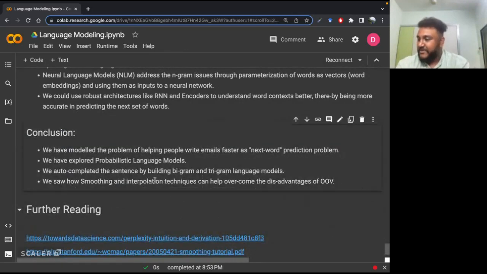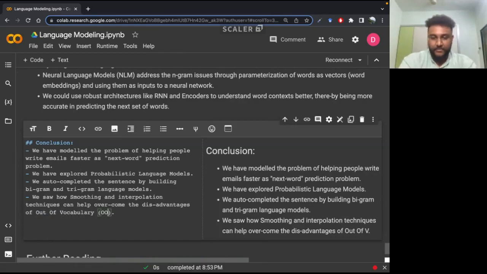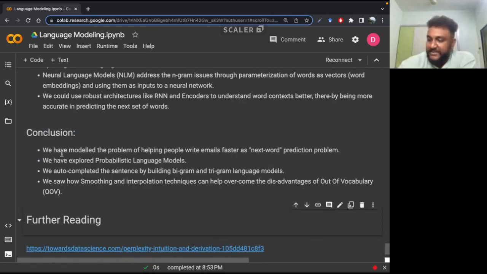We saw how smoothing and interpolation techniques can help overcome the disadvantages of the out of vocabulary problem. Let me just mention that, out of vocabulary problem. And yeah, this is all we saw.